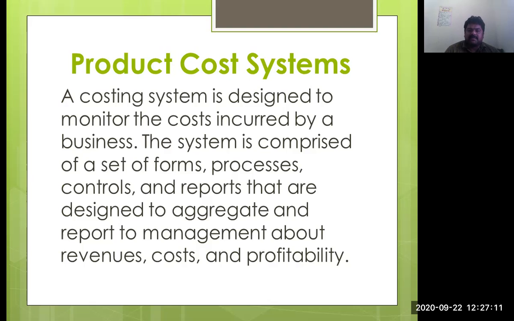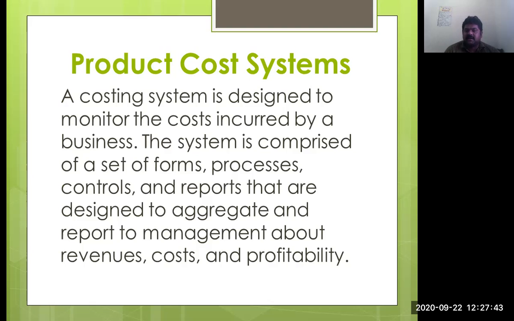A costing system is designed to monitor the cost incurred by a business. The system is comprised of a set of forms. Forms means pre-printed documents in which you have to record the material, labor, and the various other expenses you incurred in relation to transportation of material and the production process, all these things. There will be a design which is established by the organization. That design itself is called a system.